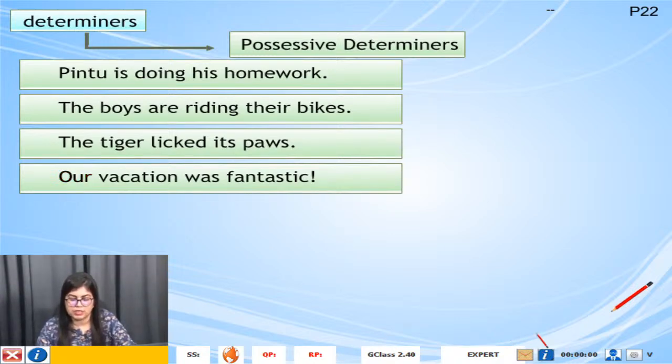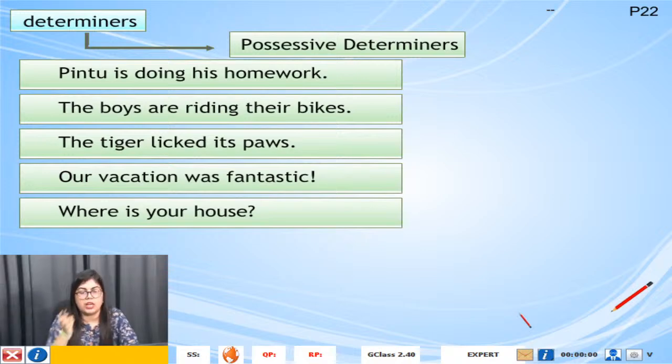Our vacation was fantastic. So, where is your house? Where is your house? So what is being asked here? Yes, where is your house? Okay, so here the possessive determiner is yes, your. Okay, so where is your house?